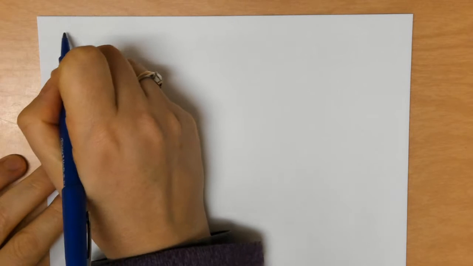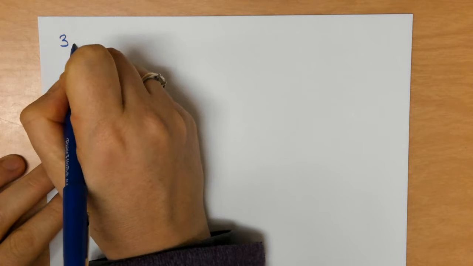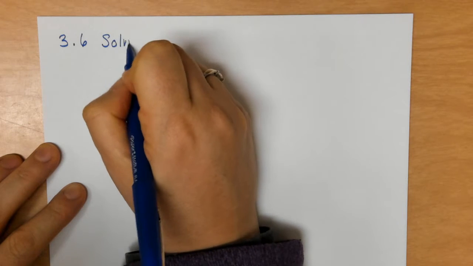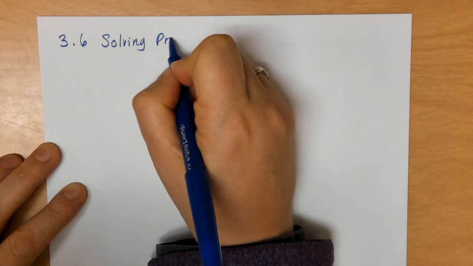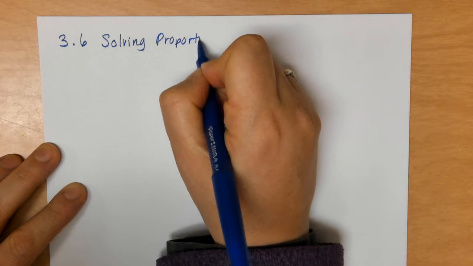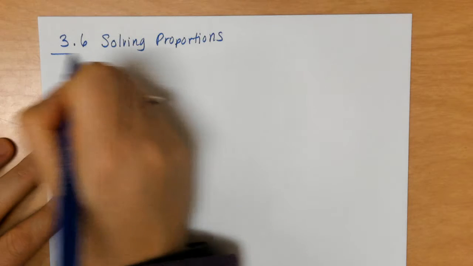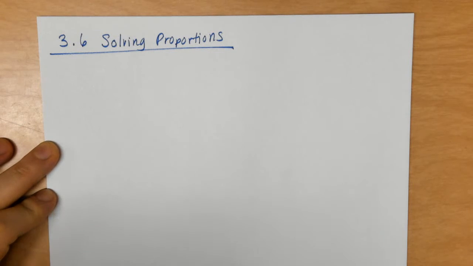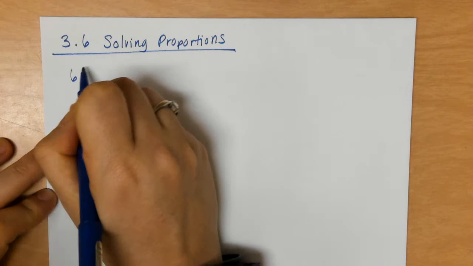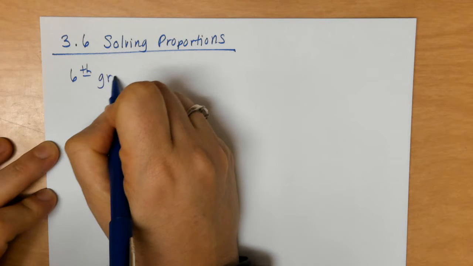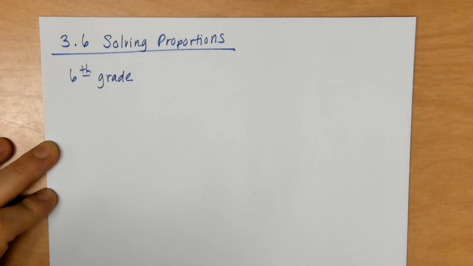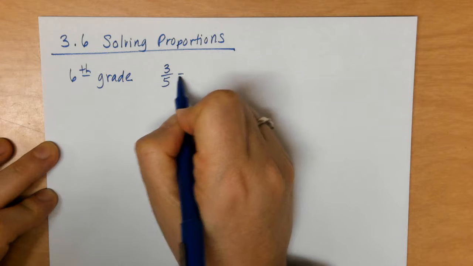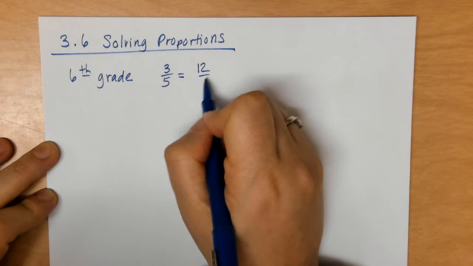So today we're going to be working on solving proportions. And it's going to be a lot more complex than what you remember in 6th grade, so follow with me here. So in 6th grade, you had simple proportions such as 3 over 5 is equal to 12 over x.